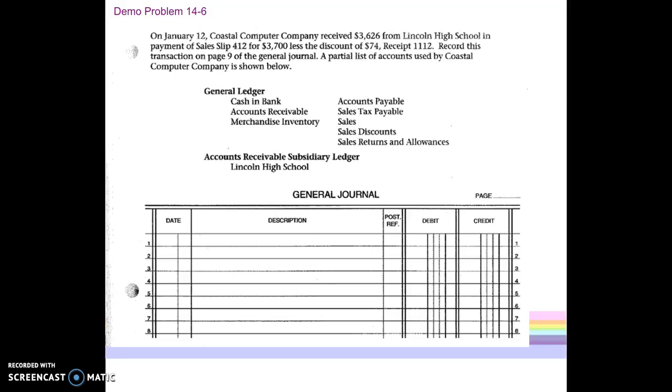A partial list of the accounts used by Coastal Company is shown below. You should have all the information that you need to accurately transact this transaction. Give it a try on your own. Otherwise, if you are unable to finish it or you have questions, we will also be looking at this together in class next time we meet as part of guided practice.